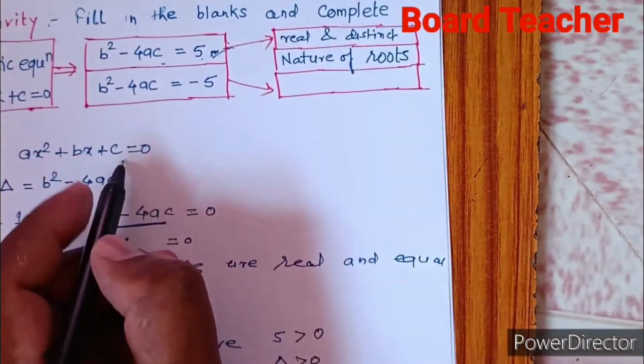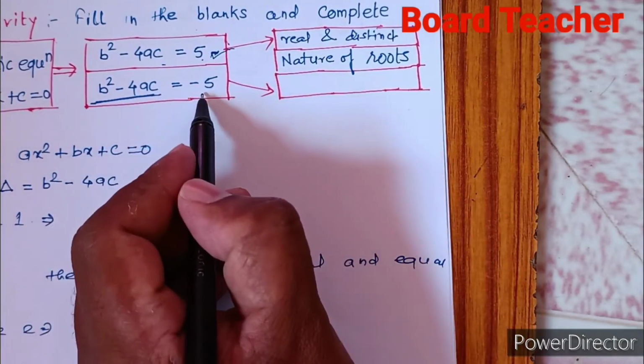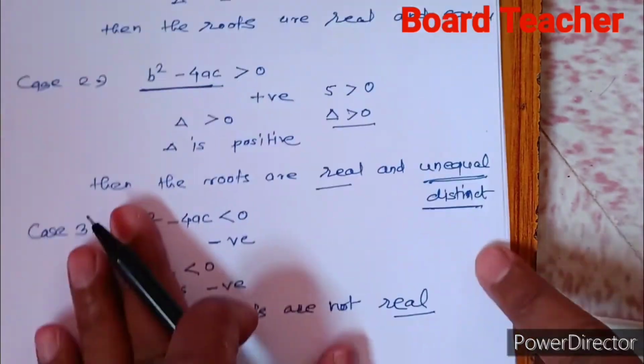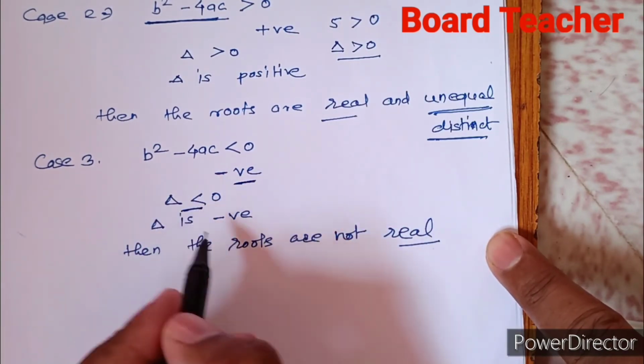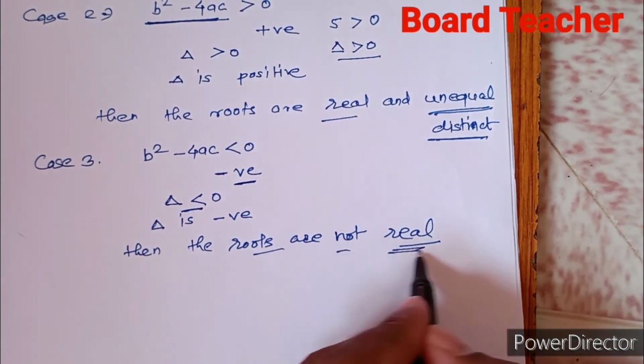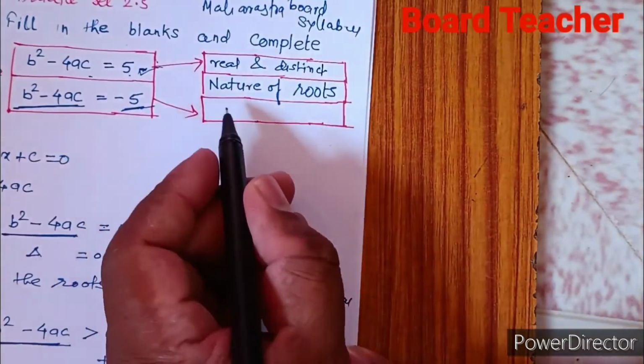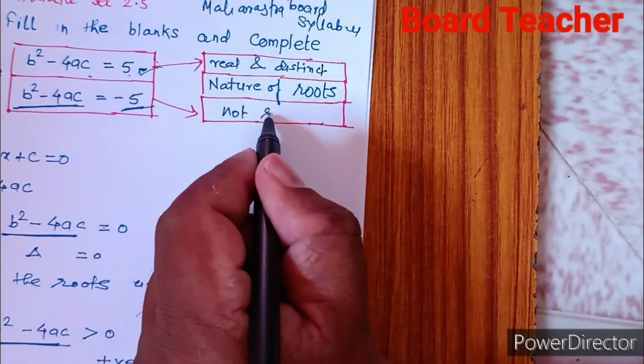Here the value of b square minus 4ac is negative. When the value is negative, means delta is less than 0, the roots are not real. Write down here not real.